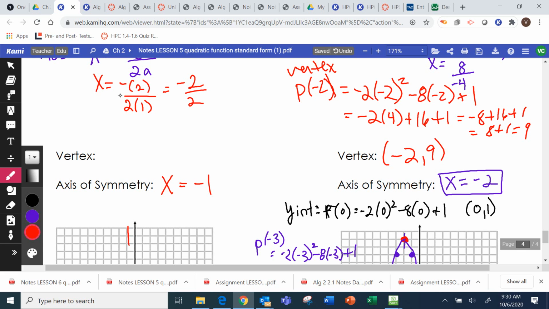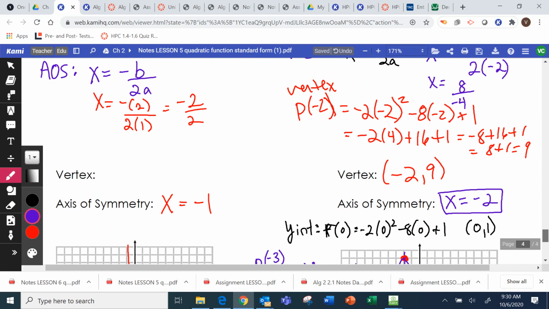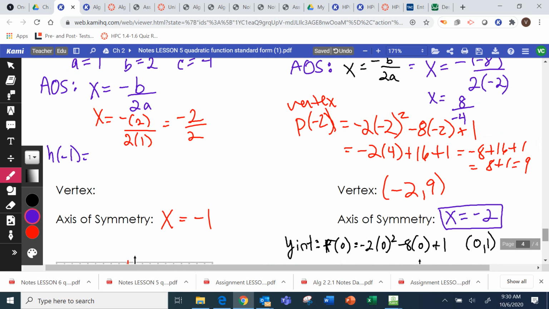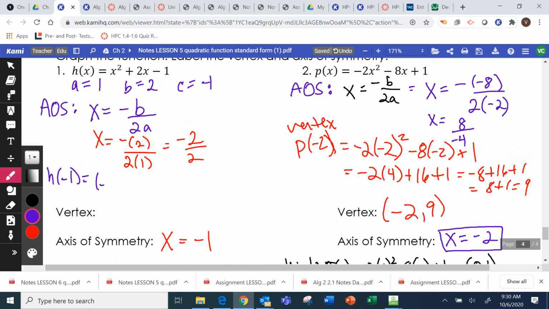So to find the vertex, what letter is this one? H. Do h of, and I'm going to plug in -1. So I'm going to do -1 squared plus 2 times -1 minus 1. And -1 squared is 1, minus 2, minus 1. And I get -2. My vertex is -1, -2.